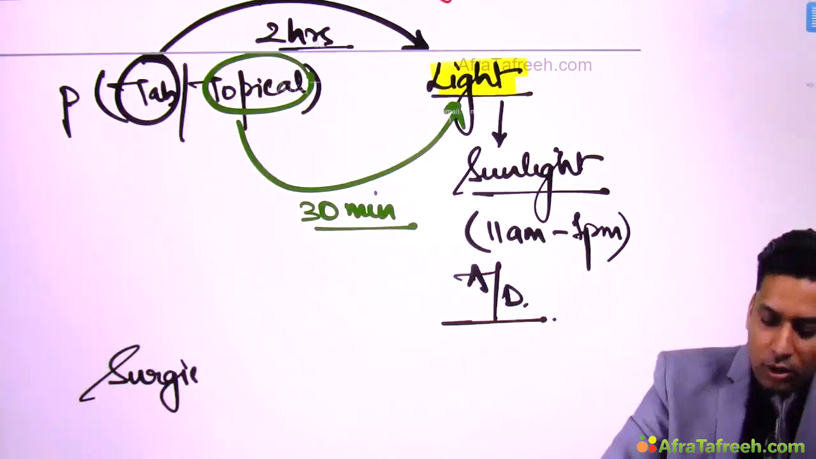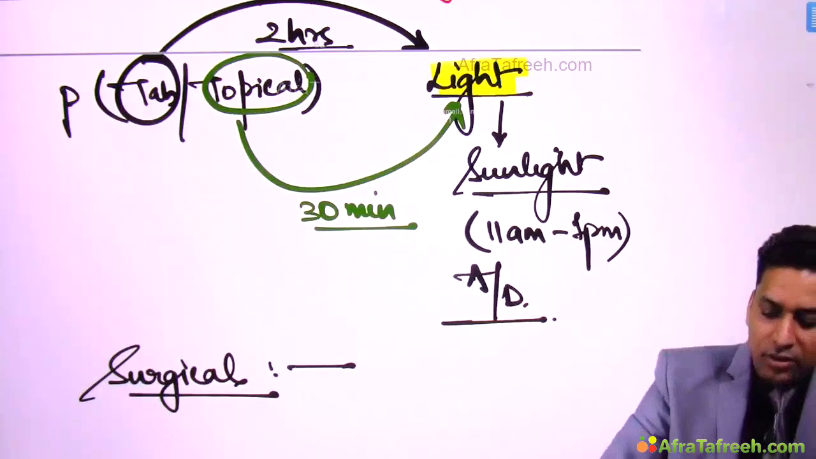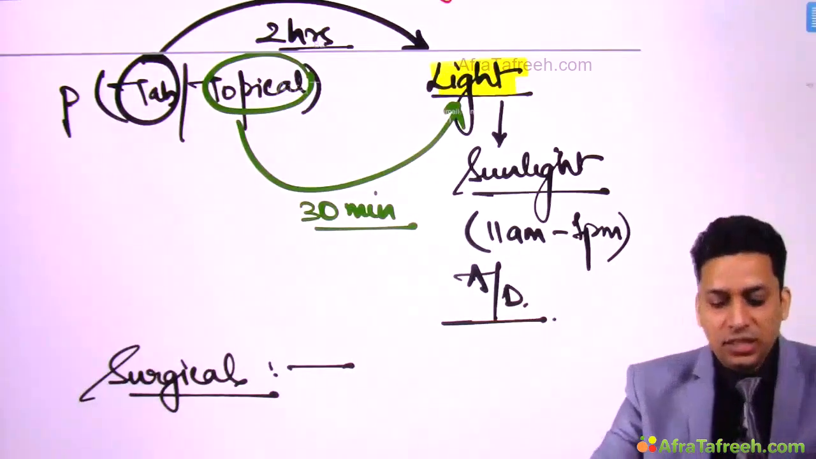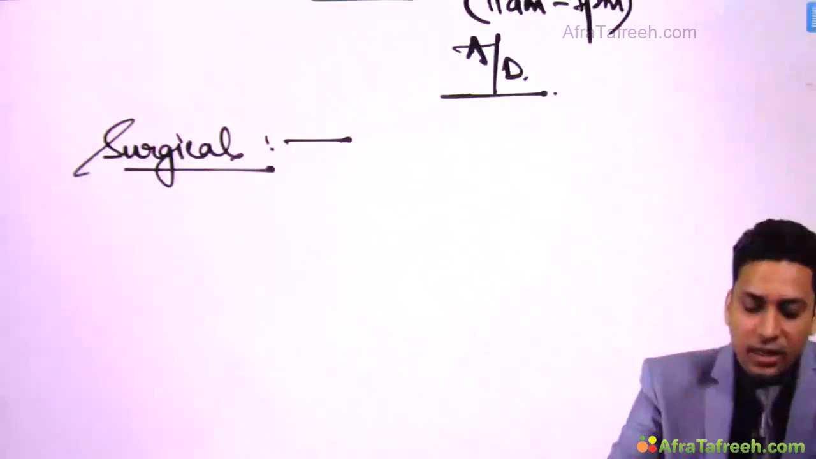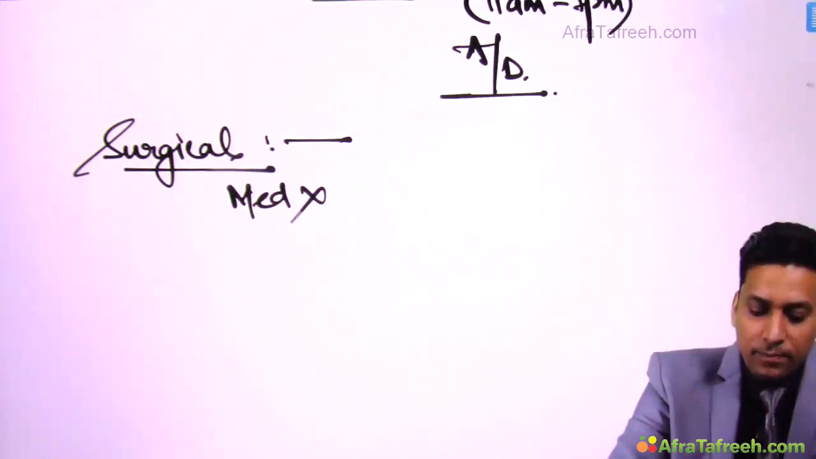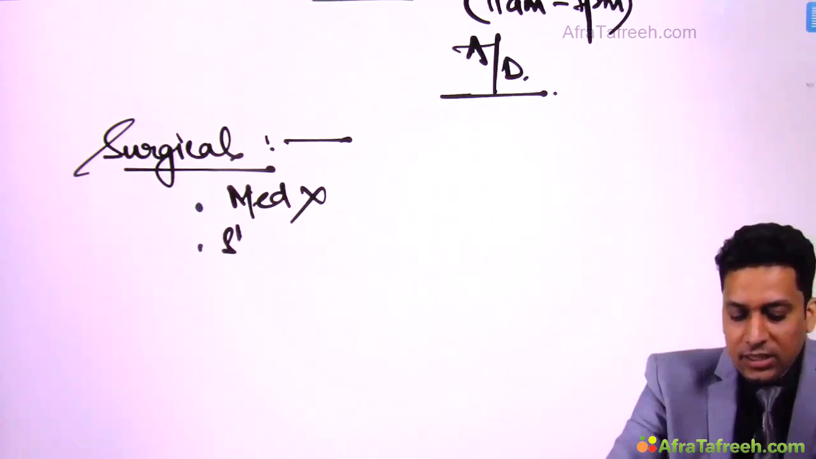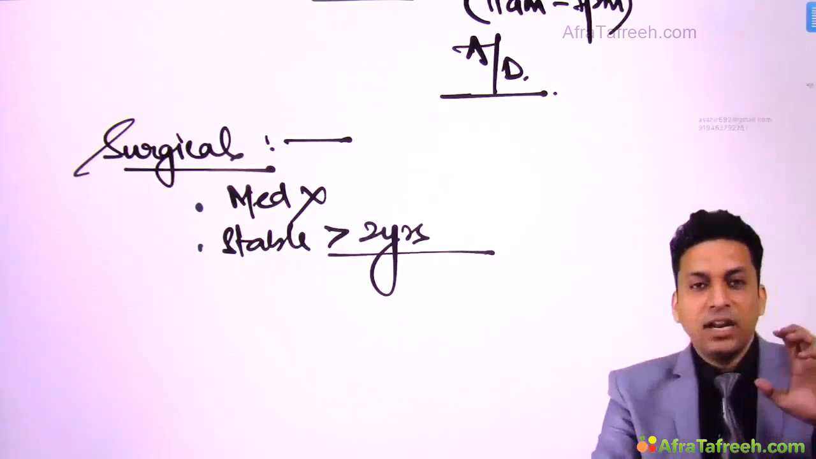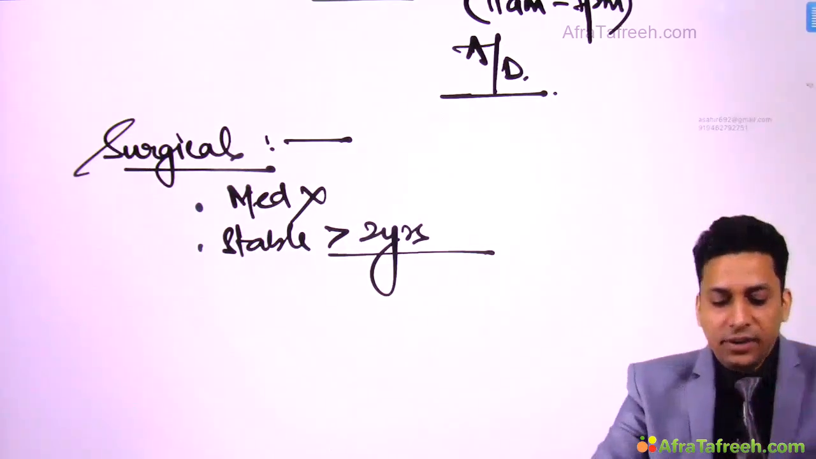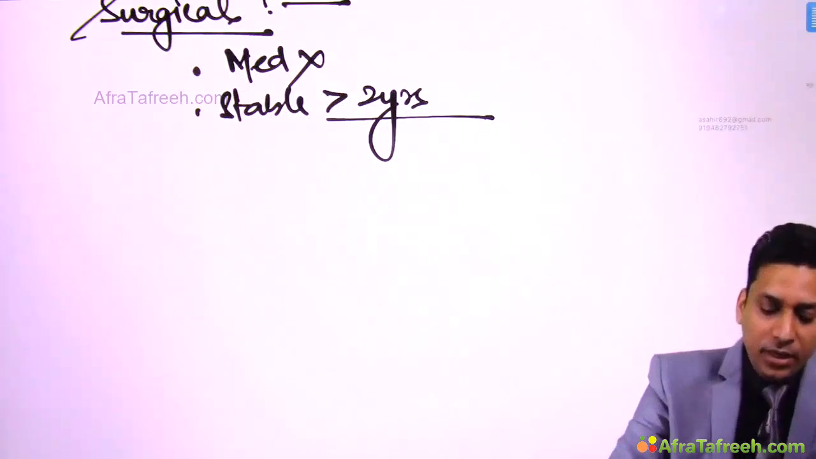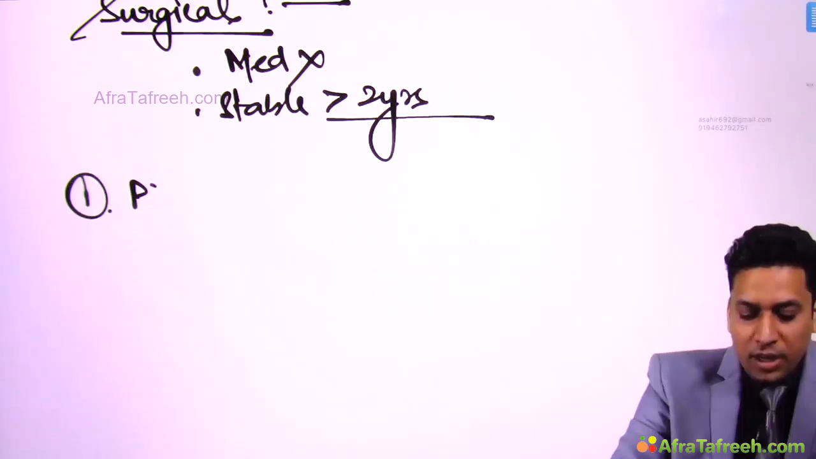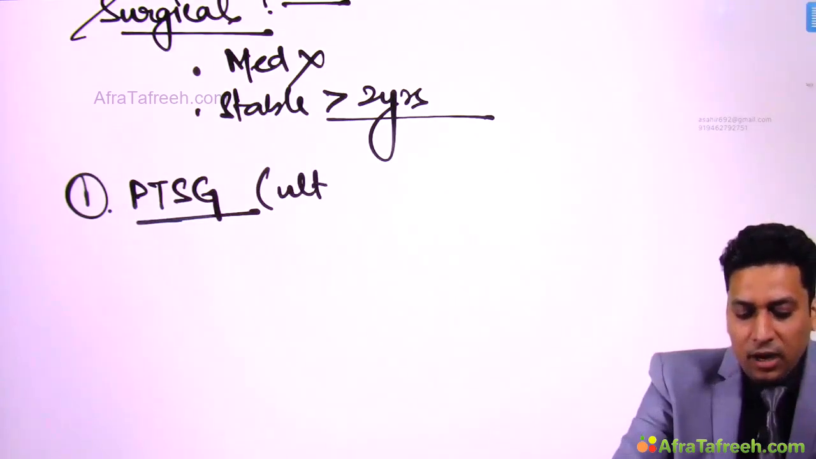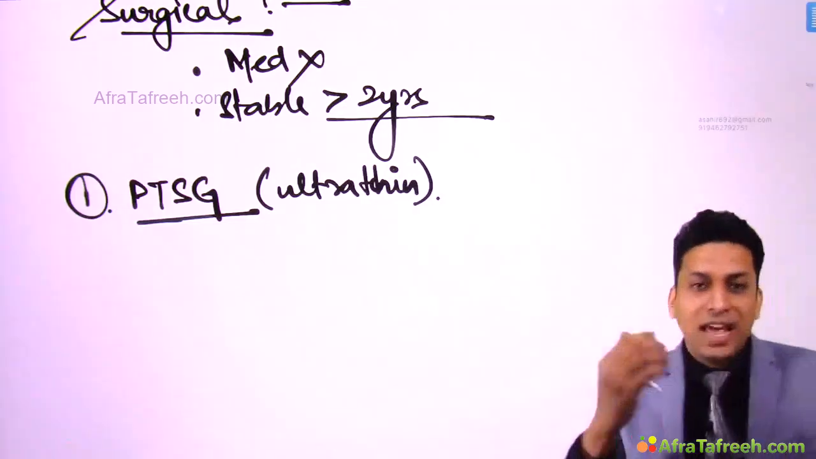Now, if all your medical treatment fails, then you can go ahead with surgical treatment. Surgical treatment is indicated only if your medical treatment has failed and if the disease is stable for more than 2 years. Okay, so if the disease is stable and it is not progressing, then only surgical treatment is done. This surgical treatment can be done in the form of partial thickness skin grafting. This has to be very thin, ultra thin. Why ultra thin? Because what we require is melanocytes, isn't it?